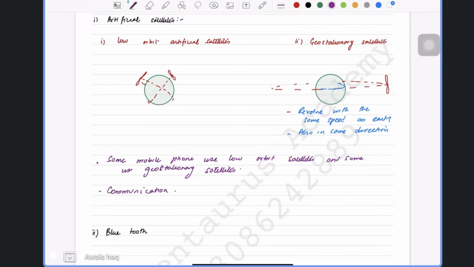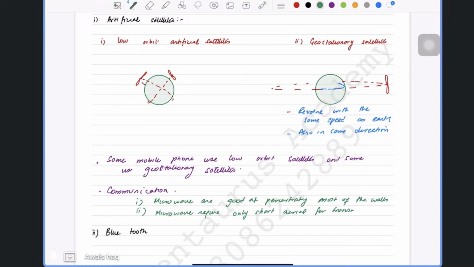For communication, number one, we need to understand that microwaves are good at penetrating most walls. That's how mobile signals reach your house. The other thing to remember is that microwaves require only a short aerial for transmission and reception. Now, what is an aerial?